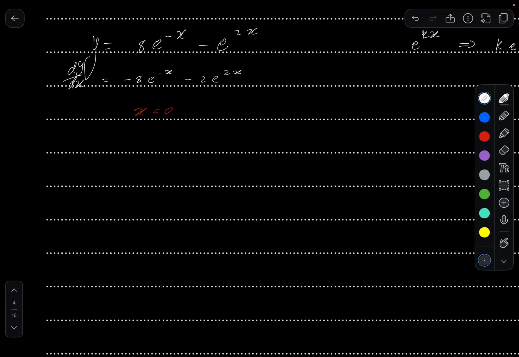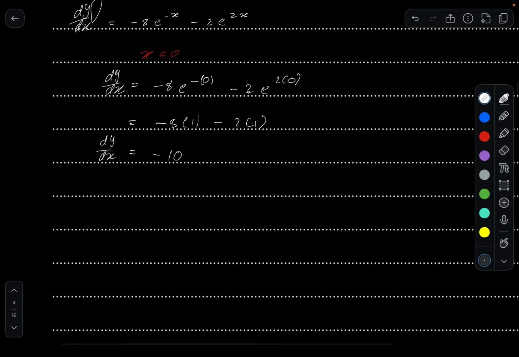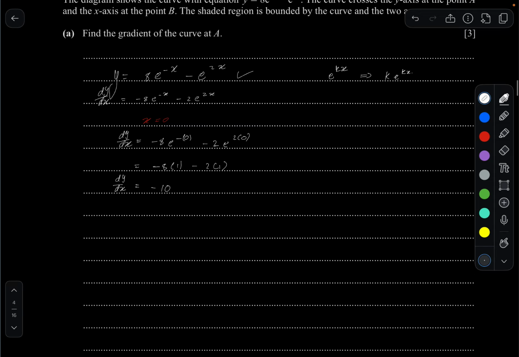Remember, this gives you the gradient at any point of this curve. Now, you just have to substitute the x value, then you get the gradient. So dy over dx equates to negative 8 e to the power of negative 0, let's put it in bracket, minus 2 e to the power of 2 times 0. Now, note that the e to the power of 0 part will turn into 1, and then it's minus 2 times 1. The answer you get there is negative 10. So that will be your dy over dx. If you obtain that, then you got all of the 3 marks there.